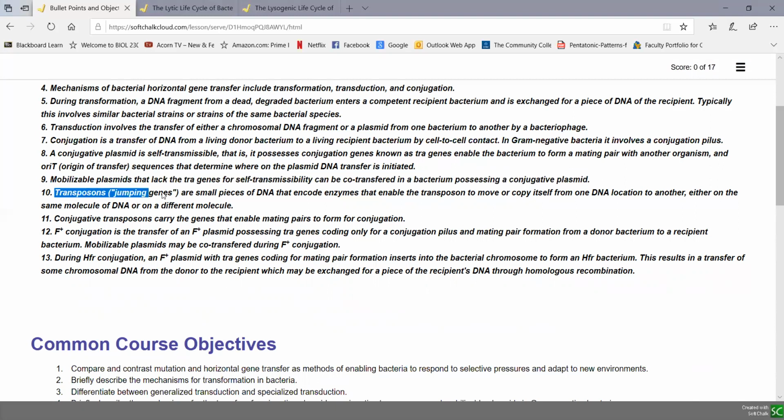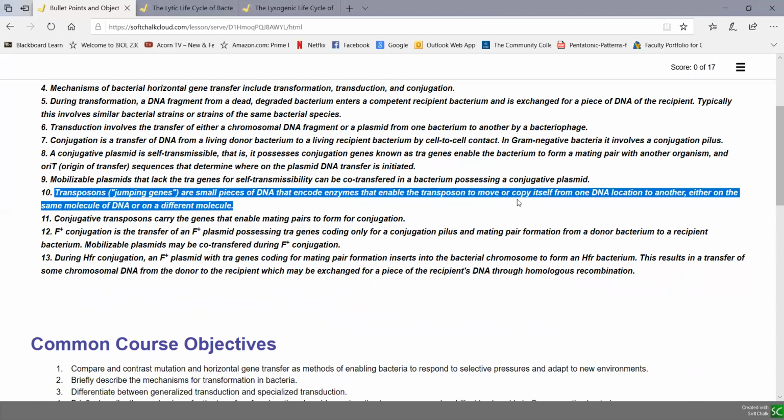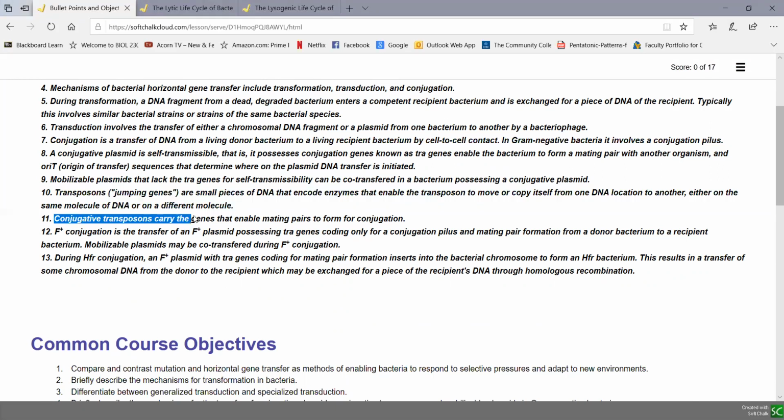Transposons or jumping genes are small pieces of DNA that encode enzymes that enable the transposon to move or copy itself from one DNA location to another, either on the same molecule of DNA or a different molecule. Conjugative transposons carry the genes that enable mating pairs to form for conjugation.